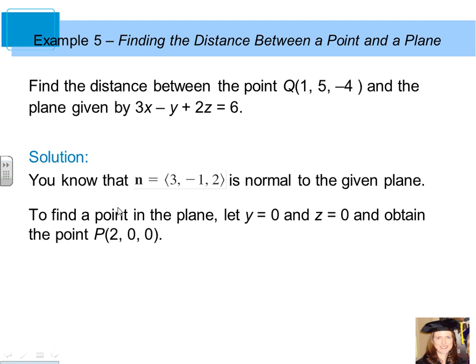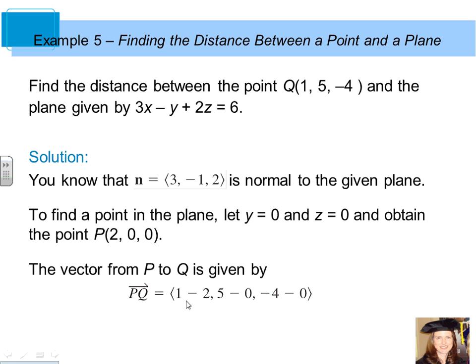Now you find any point on the plane. It doesn't matter which one. So to make it easy on yourself, you can let y = 0 and z = 0 and solve the equation to find a point P, (2, 0, 0), which is the x-intercept. So now we want to take this point P and find a vector from P to point Q. And that vector would have components, again taking the terminal point, subtracting the initial point. The components of vector PQ are <-1, 5, -4>.